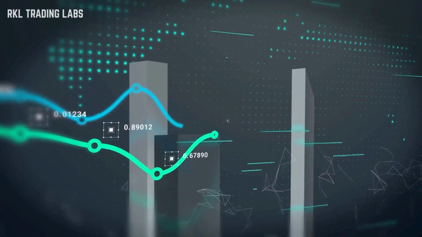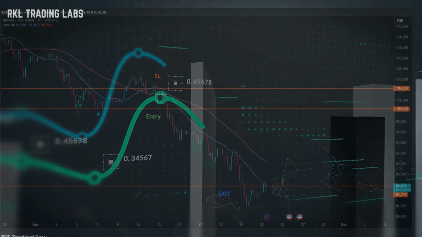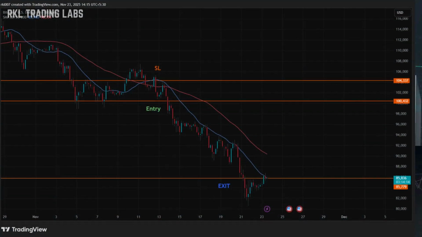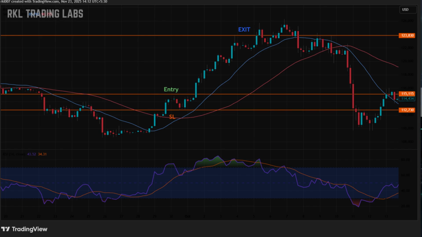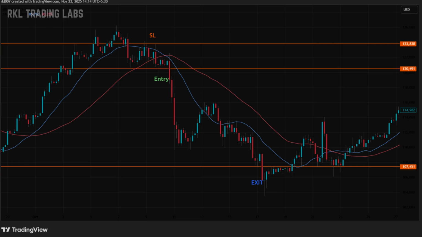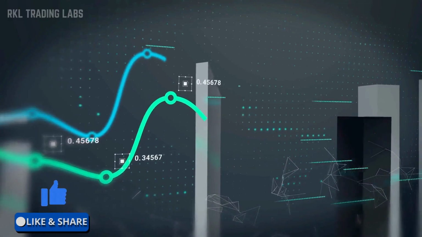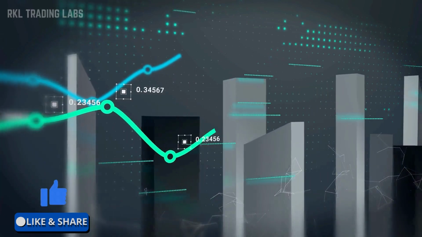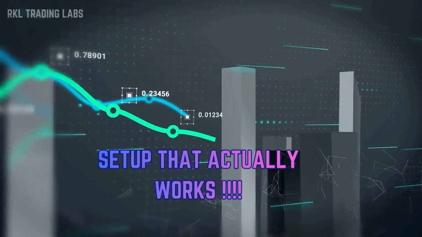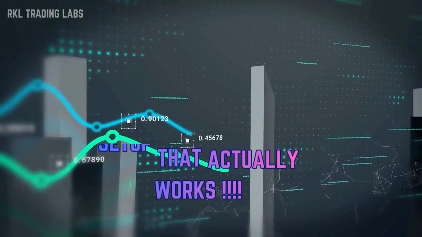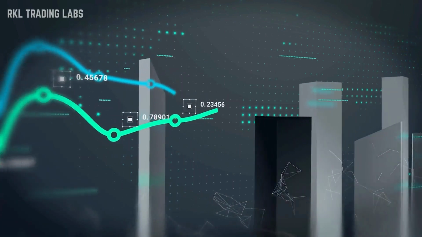Before I wrap up this swing trading example, let me share something important. This is one of those clean, rule-based setups that most YouTube trading channels simply don't show. They either skip these details or they don't know the logic behind them. My goal at RKL Trading Labs is to reveal the hidden technical secrets, the ones that actually work, the ones that are simple, repeatable, and backed by real market behavior.